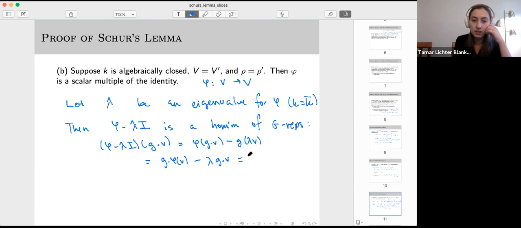And this is, wait, I have this backwards, don't I? Right, this should be lambda g over here and g lambda over here.